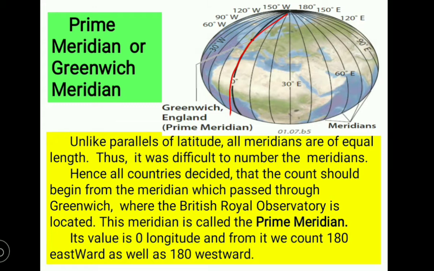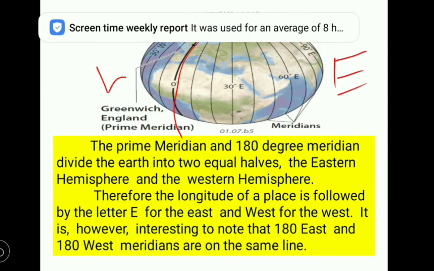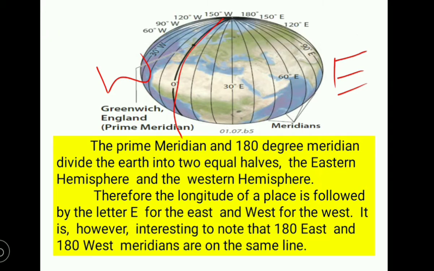Its value is 0 degree longitude. From it we count 180 eastwards as well as 180 westwards. And next, the prime meridian and the 180 degree meridian divide the earth into two equal halves. Just observe, the prime meridian divides our earth into the eastern hemisphere and the western hemisphere. So the longitudes of places are followed by the letter E for the east.